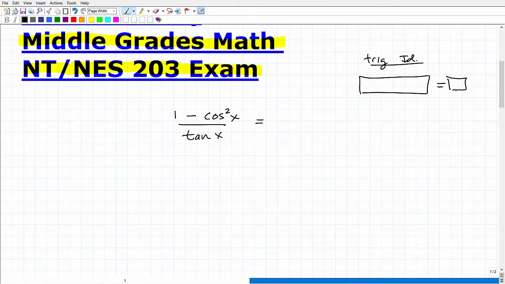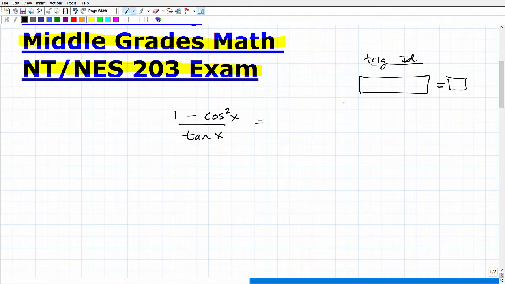It's not one of these topics that's busy work, if you will. They really are fundamental to the study of trigonometry. So there are a whole bunch of identities that you need to know.